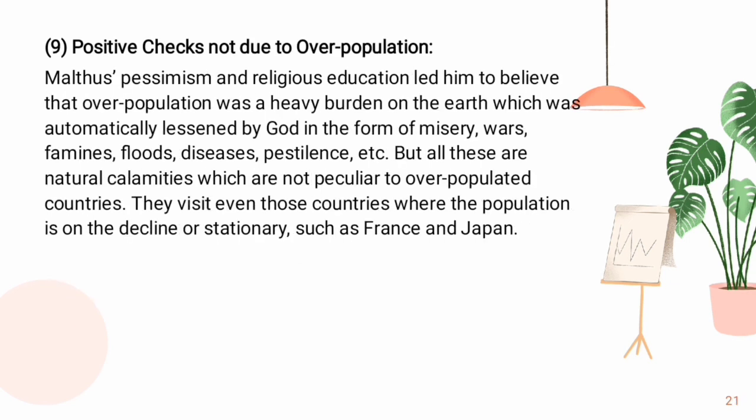So number 9, positive checks not due to overpopulation. So Malthus' mysticism and religious education led him to believe that overpopulation was a heavy burden on earth, which was automatically lessened by God in the form of misery, wars, famine, floods, diseases, and pestilence. But all of these are natural calamities which are not peculiar to overpopulated countries. They visit even those countries where the population is declined or stationary, such as France and Japan.